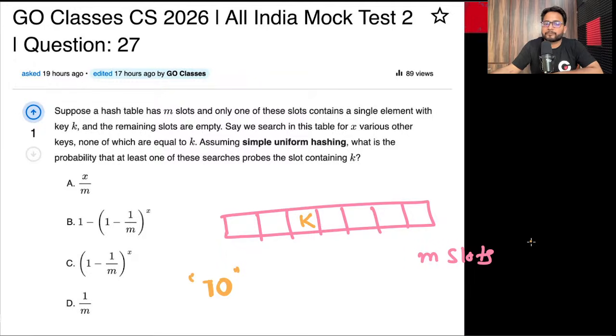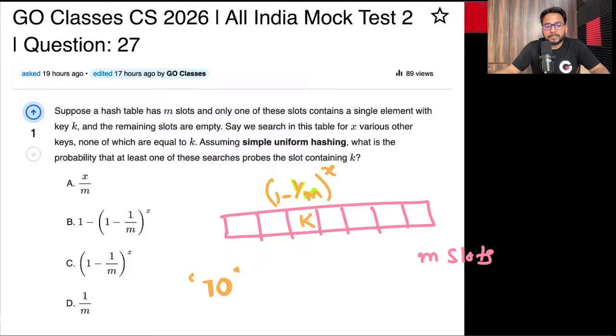The question is this: the probability of at least one of these. The probability to ask for k, I mean the probability to ask for this slot, is 1 by m. Is this okay for everyone? The probability to not ask for this slot is 1 minus 1 by m. The probability that none of these x searches ask for this slot is this.